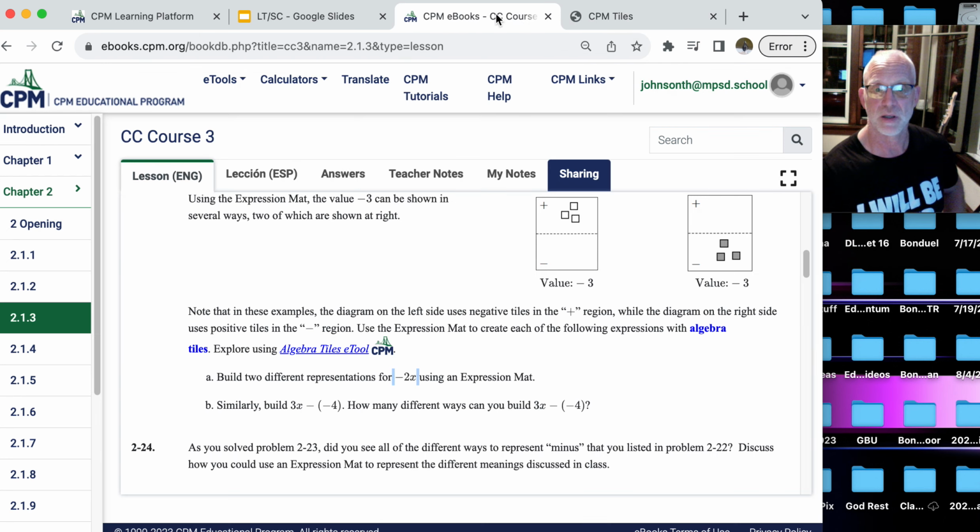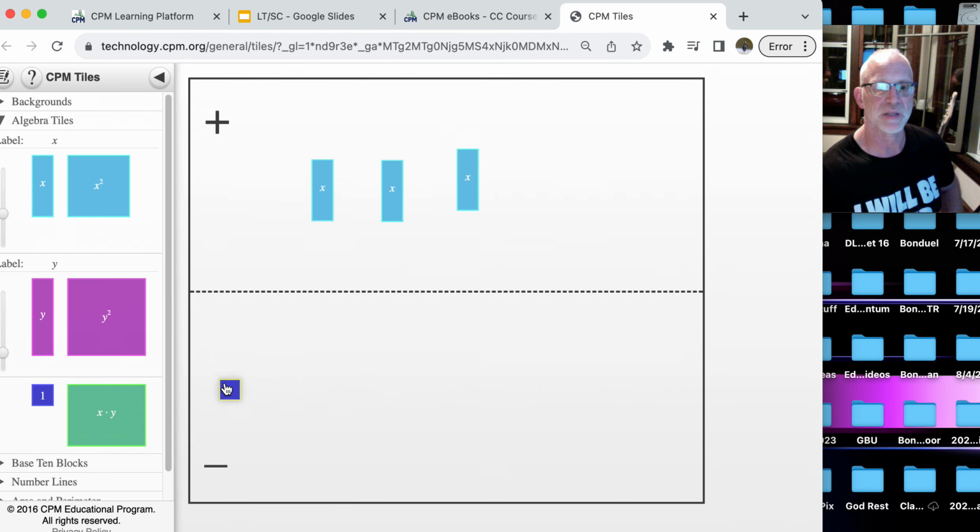Similarly, build 3x subtract negative 4. 3x subtract negative. So I'm going to go 3x opposite negative 4. So I'm going to go 3x opposite negative 4. 3x opposite negative 4.